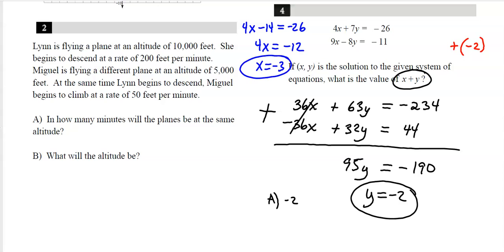Now, they will probably have one of the choices as negative 3 because they want to trick those people. But we know better. We know that negative 3 plus negative 2, the correct answer is negative 5. So that's the final answer to the question.